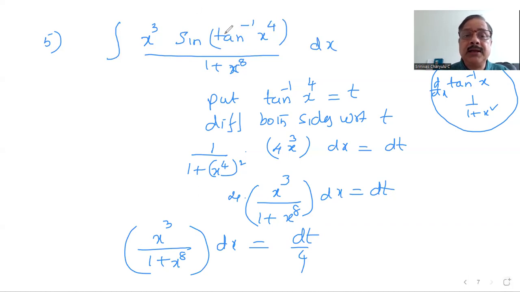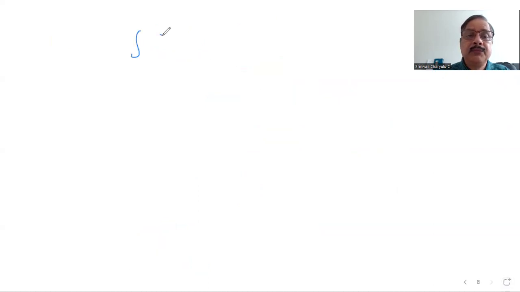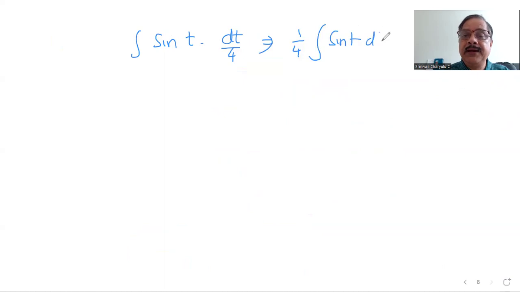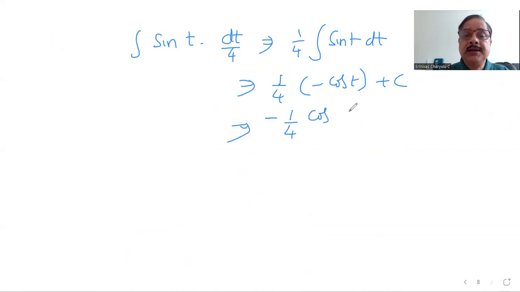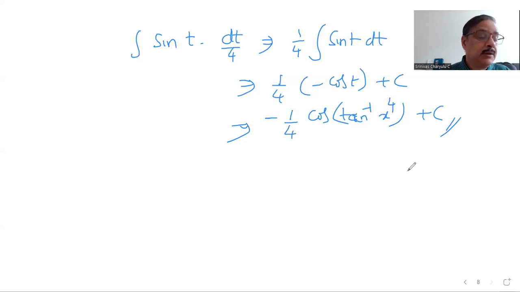Top, sine tan inverse x to the power of 4. So sine tan inverse x to the power of 4 you are calling as t. So that will become now sine t dt by 4. So 1 over 4 integral sine t dt will remain. That will become 1 by 4 minus cos t plus c. So minus 1 by 4 cos t is equal to tan inverse x to the power of 4. Done. So remember this. So last sum in this session.